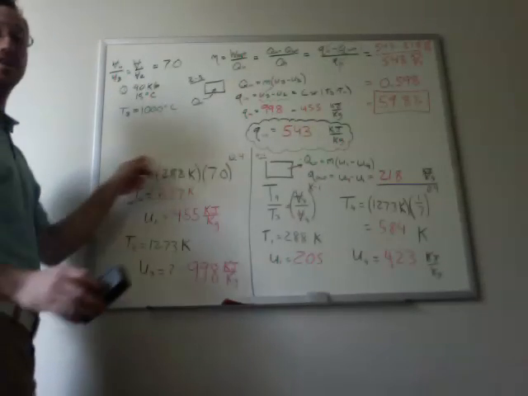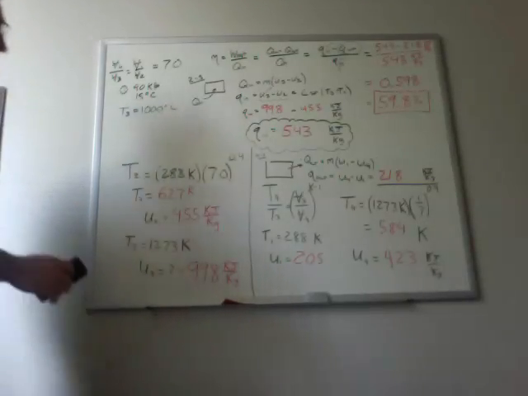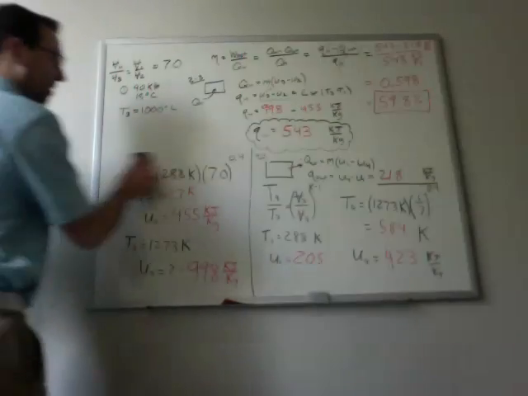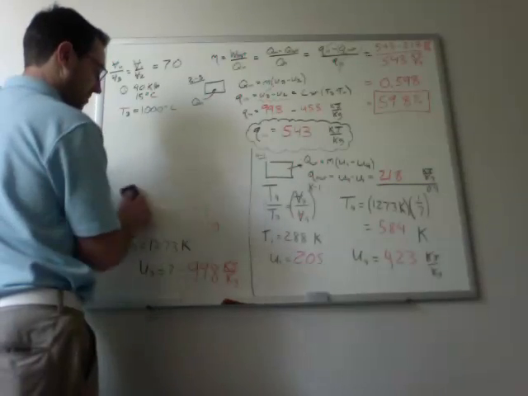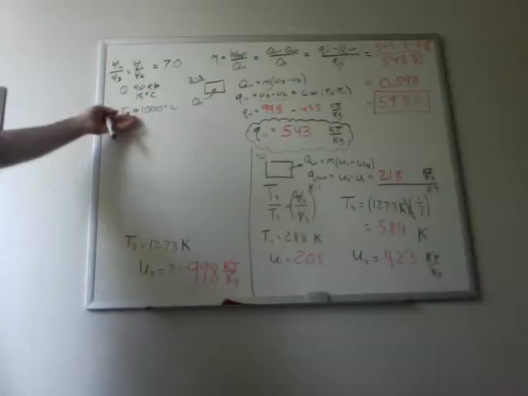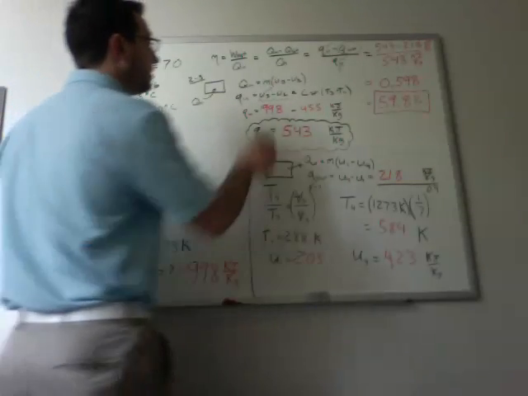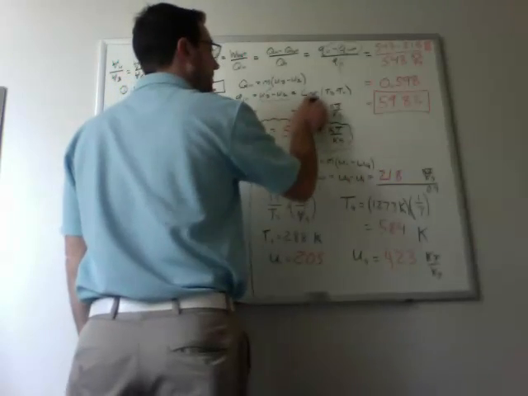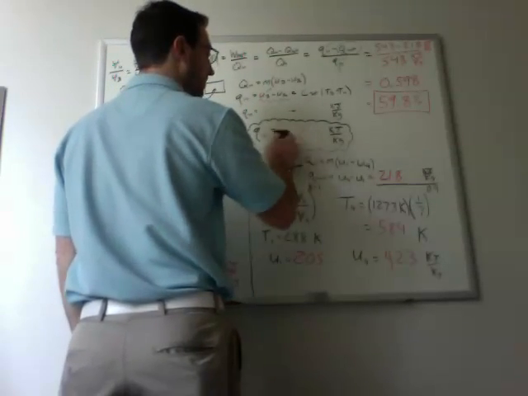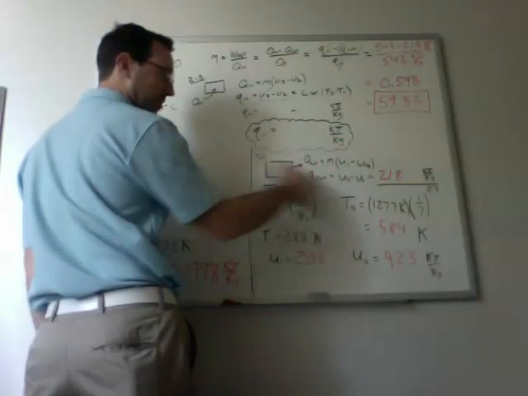This equation no longer applies because it was based on the assumption that specific heat was a constant. So I need a new T2, and that's going to affect U2. T3 is still 1,000 degrees, so that's good. Qin and Qout are going to be affected. So this number is going to change. Same thing over here. This equation no longer applies.